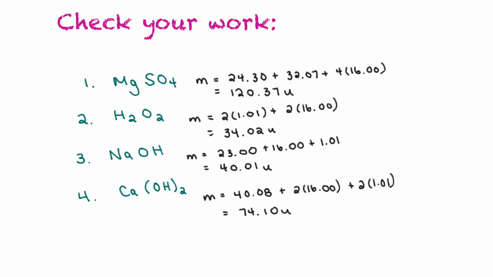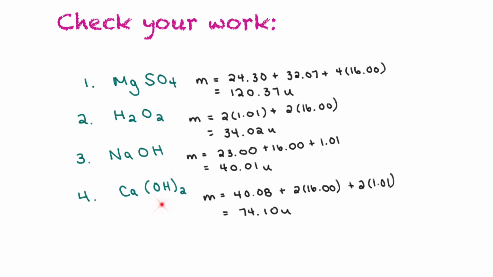H2O2, or hydrogen peroxide, there's 2 hydrogens, so 2 times 1.01, and then 2 oxygens, so 2 times 16, and that should even out to be 34.02 atomic mass units. Sodium hydroxide, you have 1 sodium, so 23.00, plus 1 oxygen, 16.00, and 1 hydrogen, so 1.01. That adds up to 40.01 atomic mass units.